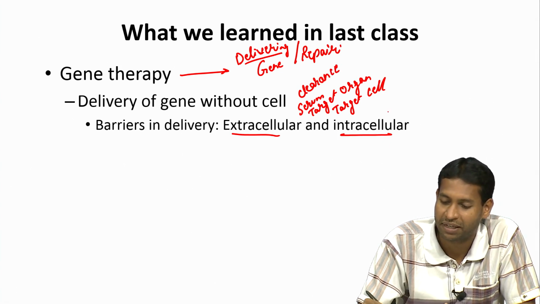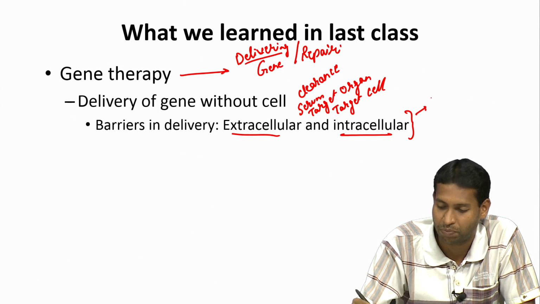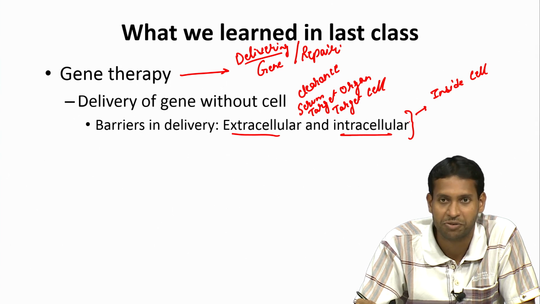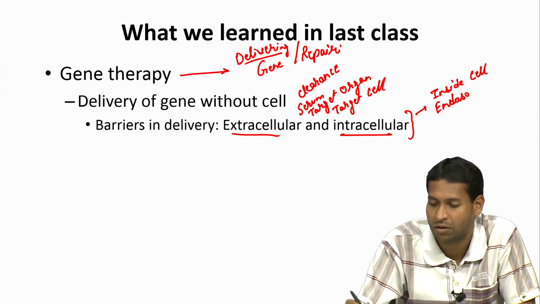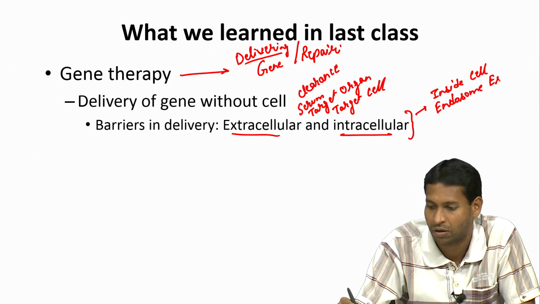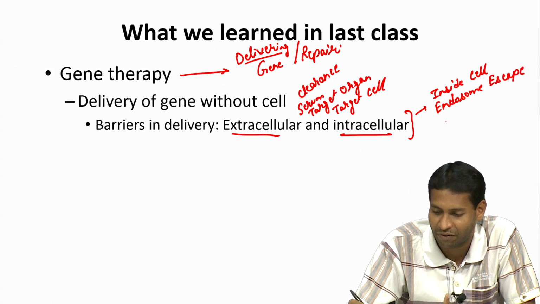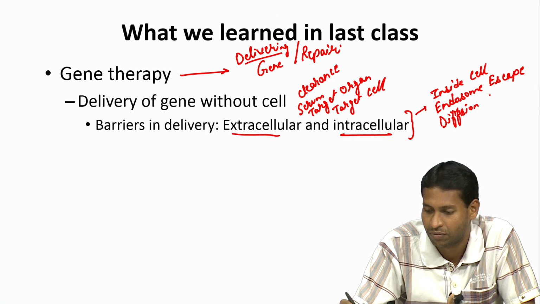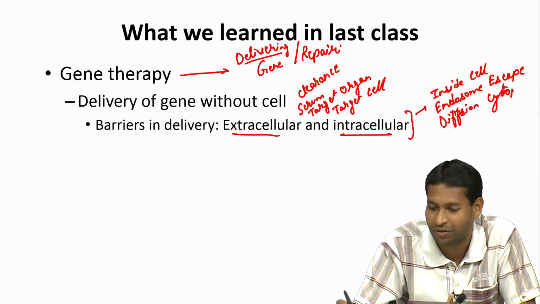and then intracellular barrier included how it is going to go past and inside the cell, how it is going to, most of the time, because this DNA is fairly large molecule as well as ionically charged, it has to be through endocytosis. So, how it is going to escape those endosomes, and then once it escapes endosome, how it is going to move around. So, diffusion in cytoplasm, and then finally how it is going to reach the nucleus.